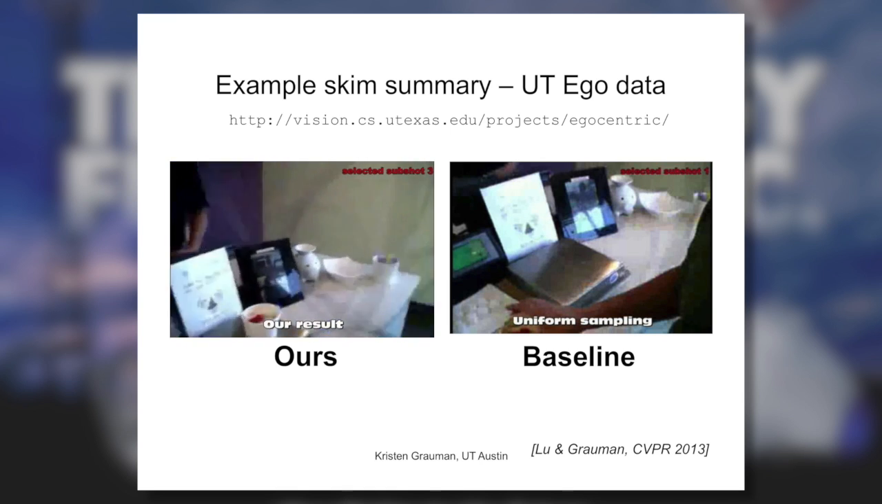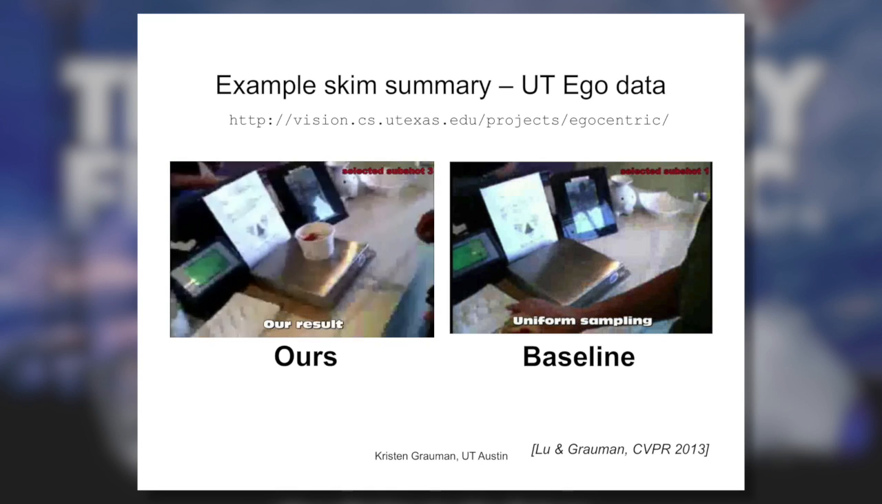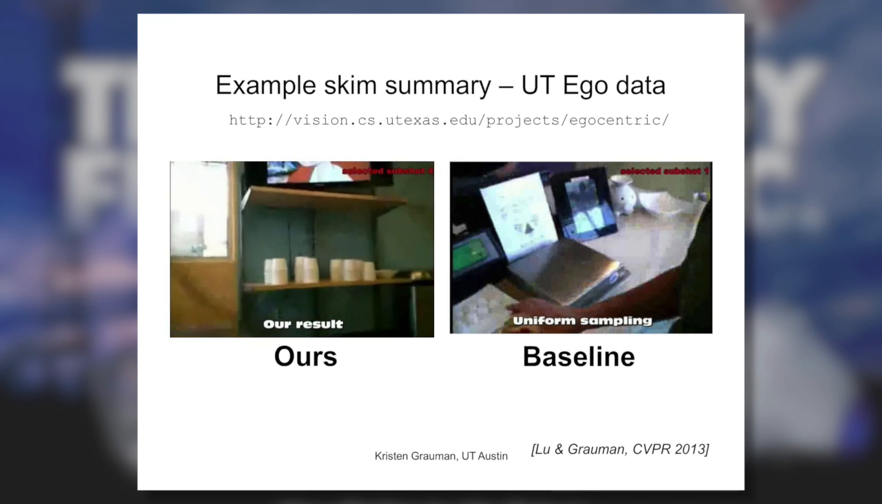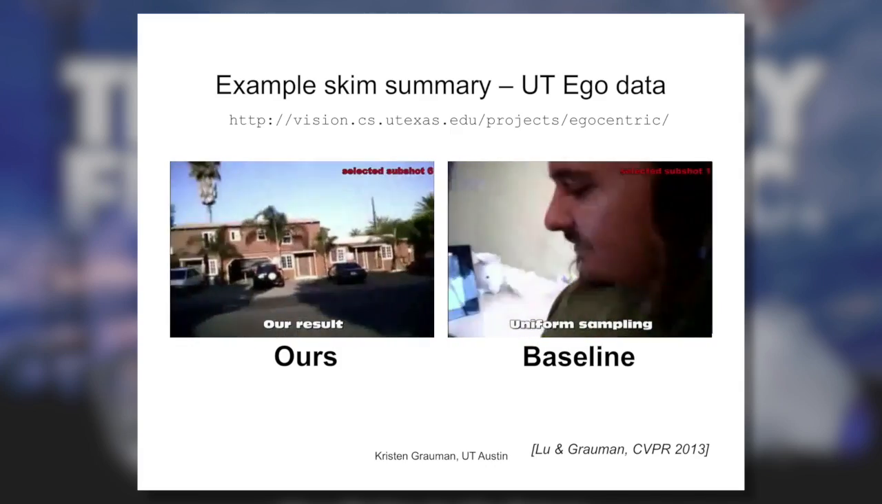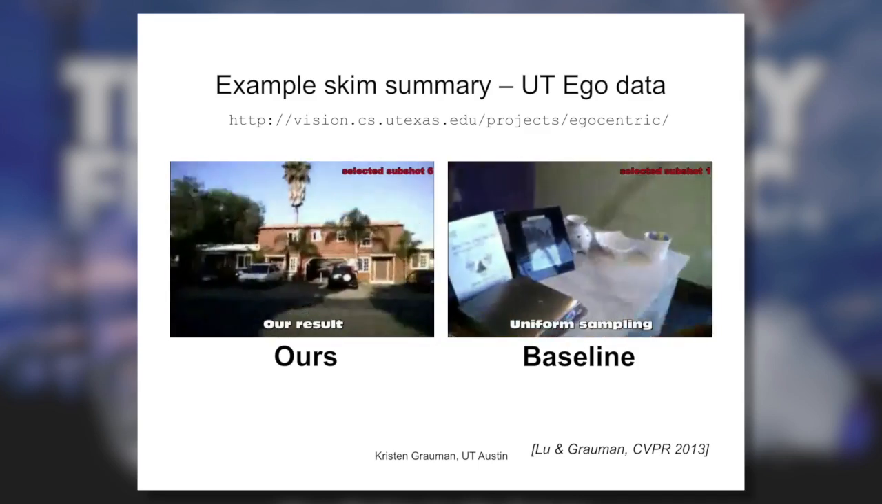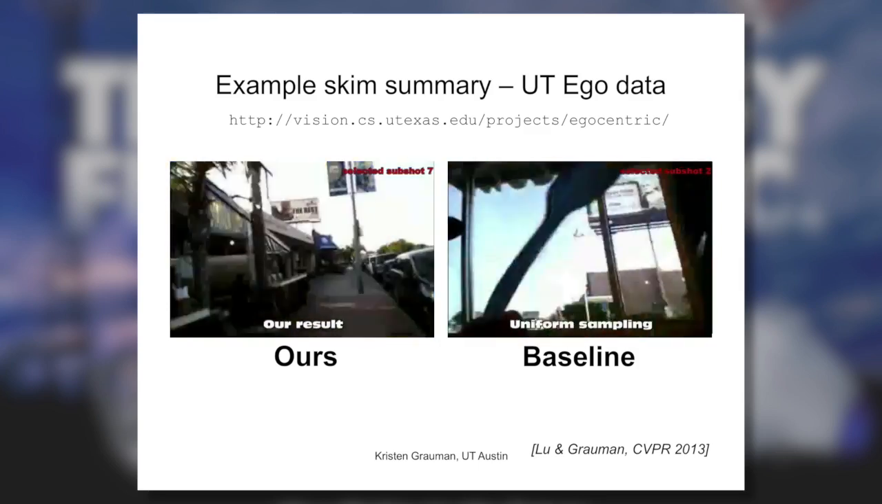Another daily life activity, this is someone at an ice cream shop, got some ice cream, paid for it, now they're watching TV, and then they'll go on and go outside for a walk afterwards. Now, had you just uniformly sampled among the subshots that are there and kept those, you'd get the one that I'm showing on the right.